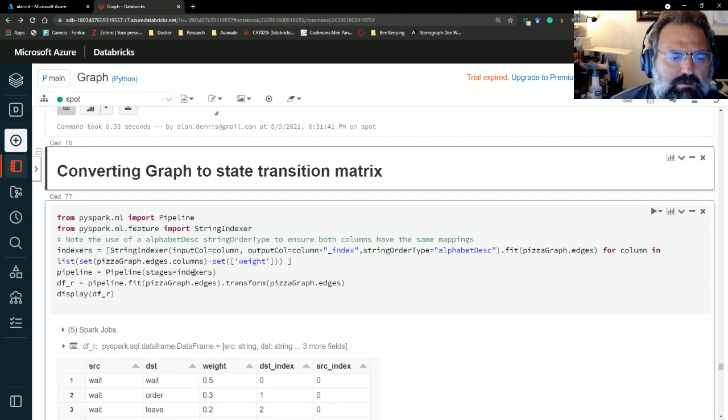But I couldn't come up with a way to turn that into something that does Markov processing. Might be able to do it. I couldn't figure out how. And it seems like it's kind of a limitation.